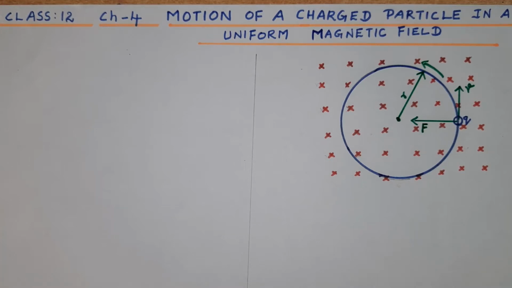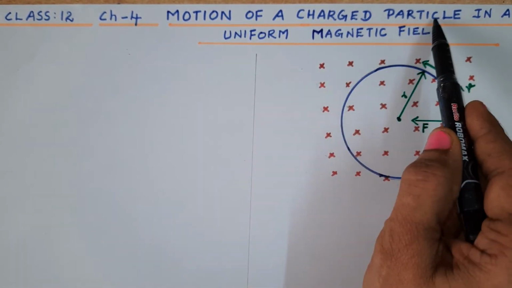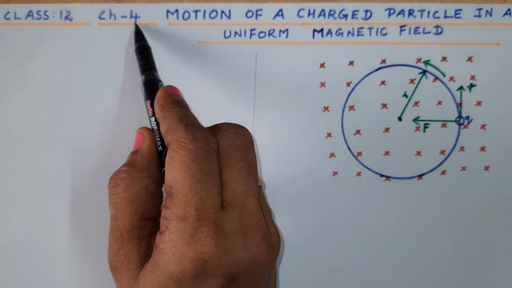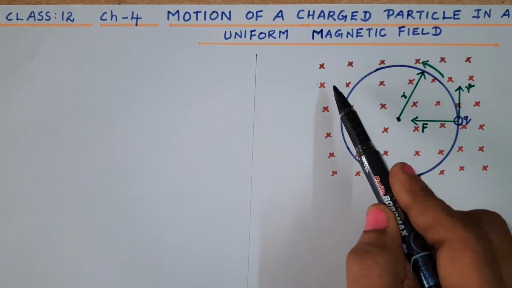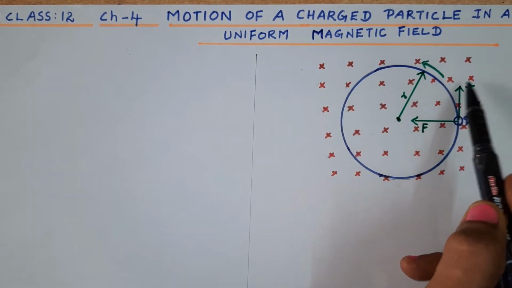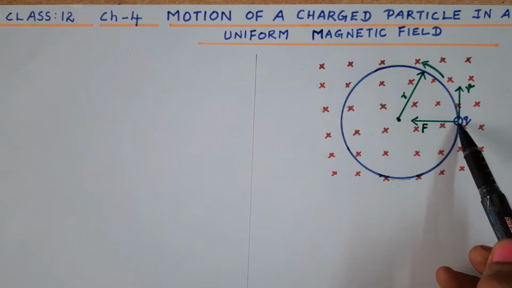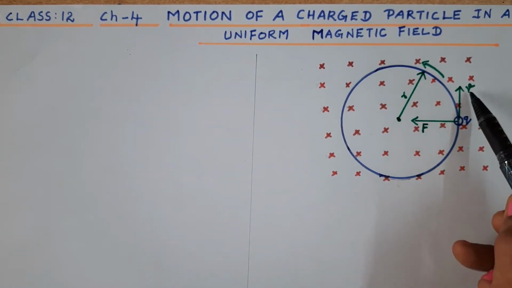Hello students, in this video we are going to learn about motion of a charged particle in a uniform magnetic field from chapter 4. You can see the crosses that indicate the perpendicular magnetic field which is into the plane, as shown in the diagram. And here is a charged particle whose charge is Q, and here it is moving with velocity V.